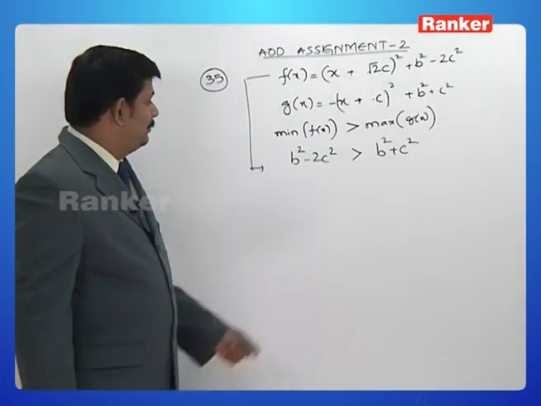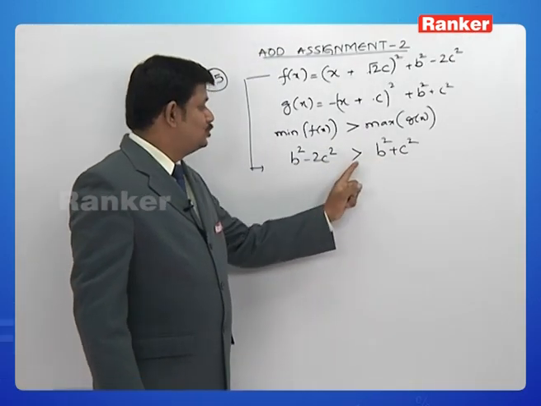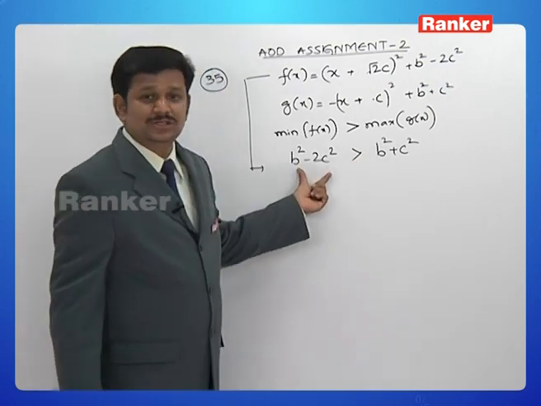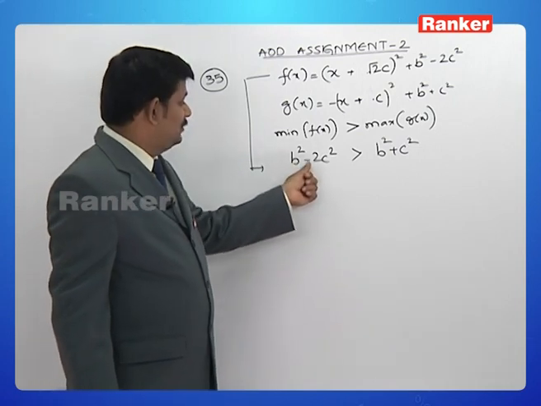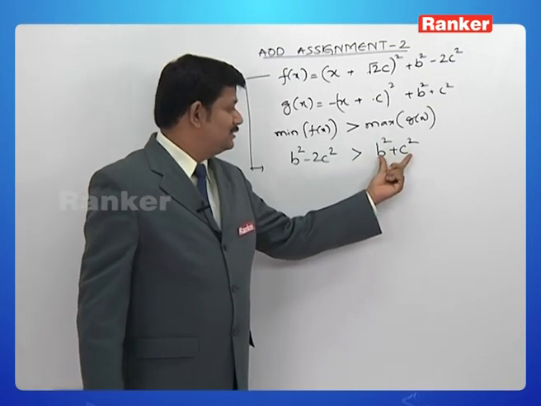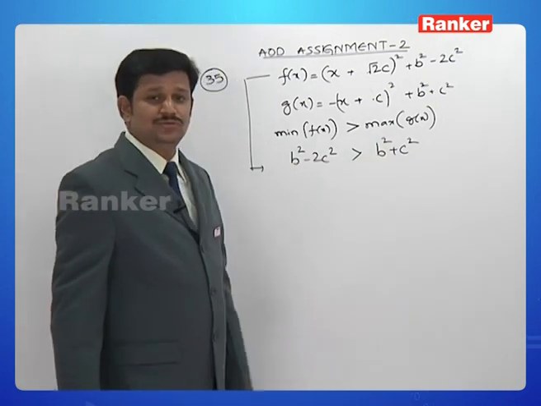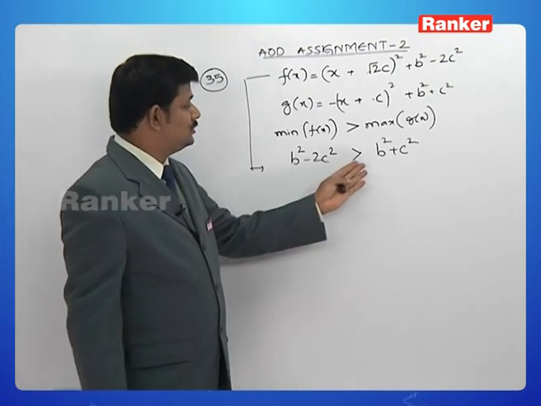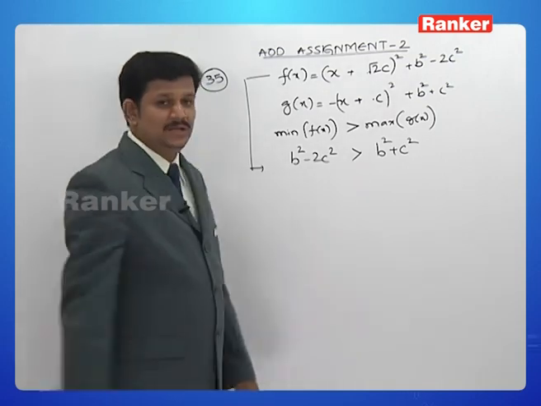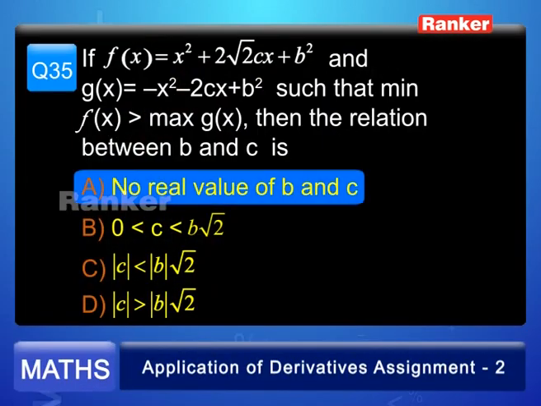Now we want b square minus 2 c square to be greater than b square plus c square, which is never possible. b square minus 2 c square can never be greater than b square plus c square. b square plus c square is greater than b square, and b square minus 2 c square is less than b square, and b square minus 2 c square can never be greater than b square plus c square, or minus 2 can never be greater than 1. So for no value of b and c, this condition, minimum of f of x greater than maximum of g of x, is possible. So its answer A.